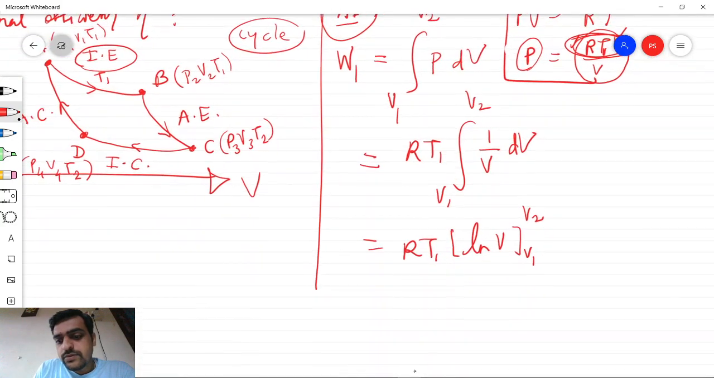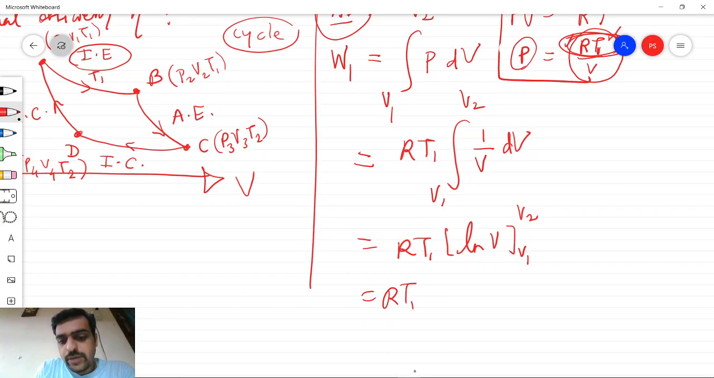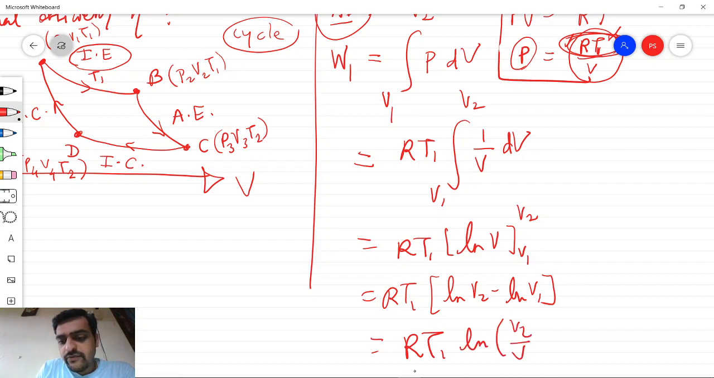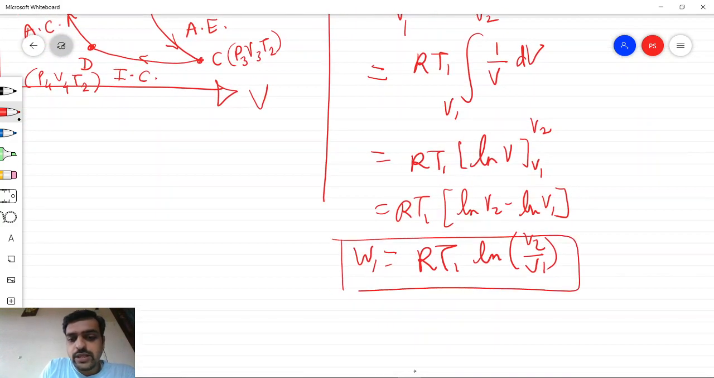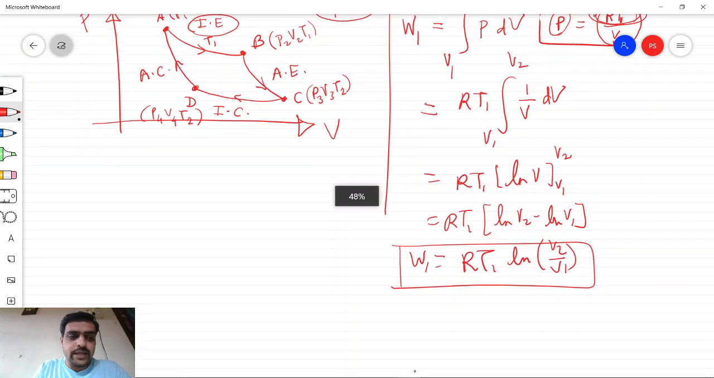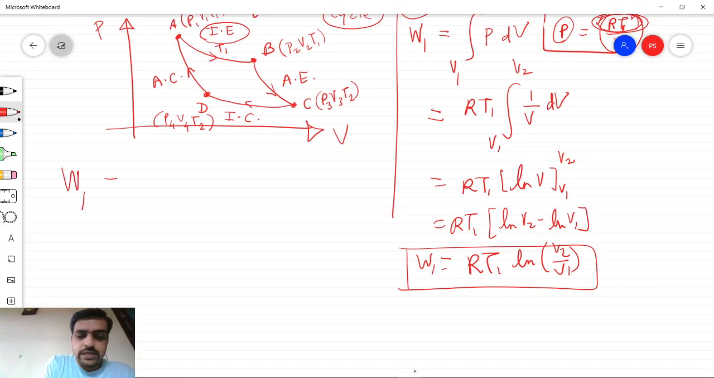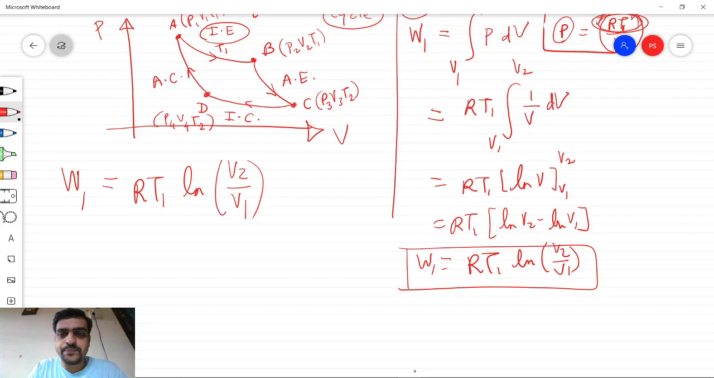Now we have to solve this as upper limit minus lower limit: log of V2 minus log of V1, and log A minus log B is log A upon B. So this is just RT1 log of V2 by V1. This is an expression for work done during process AB. Let us just write it here. W1 is RT1 times log of V2 by V1. V2 is the final volume, V1 is the initial volume.